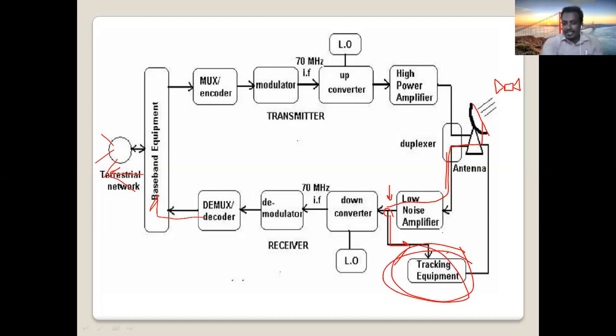It continuously senses the signal power. If there is some power reduction, the tracking equipment, as you can see here, this wire goes to what? To the antenna in order to control the antenna position. That is the tracking equipment. Okay?